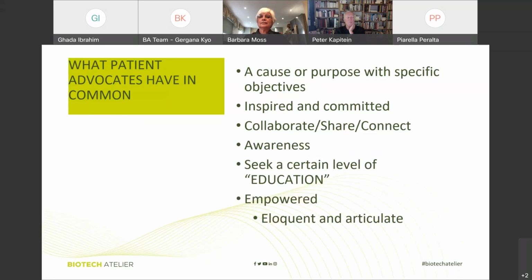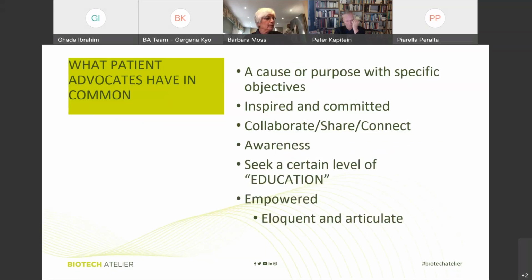But one thing is for certain, and that we've seen throughout patient advocates, there are certain traits that are quite common. Even a patient can be a patient advocate for sure, yes, but a patient advocate doesn't have to be a patient. So quite a few perspectives, but there's always cause for motivation. There's a cause or a purpose with specific objectives.